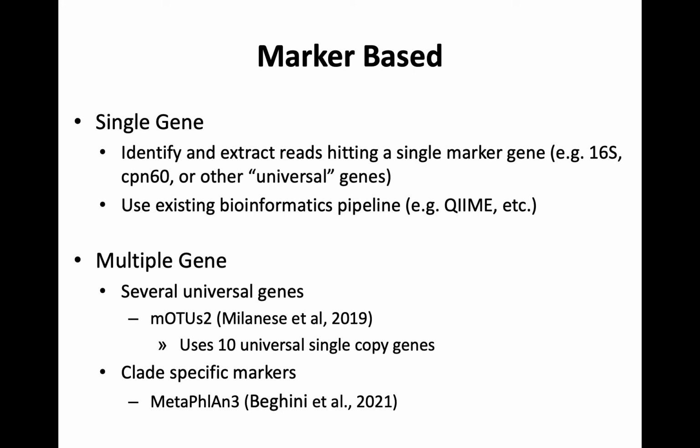And then the more popular methods are using multiple markers. So things like mOTUs use 10 universal single copy genes. So not just 16S, but other universal markers. And then definitely the most popular, I would say, is clade-specific markers, which I'll talk about in a second, and that being MetaPhlAn3. So from here on out, I'm just going to talk about MetaPhlAn3 a little bit, and then we'll come back to an all reads approach.